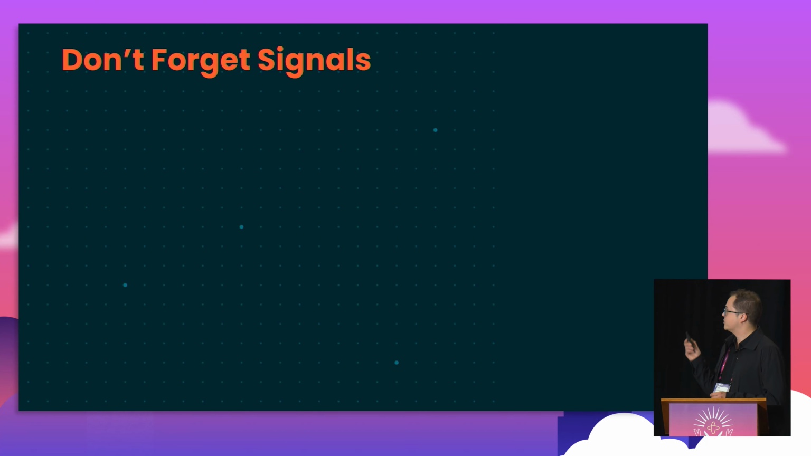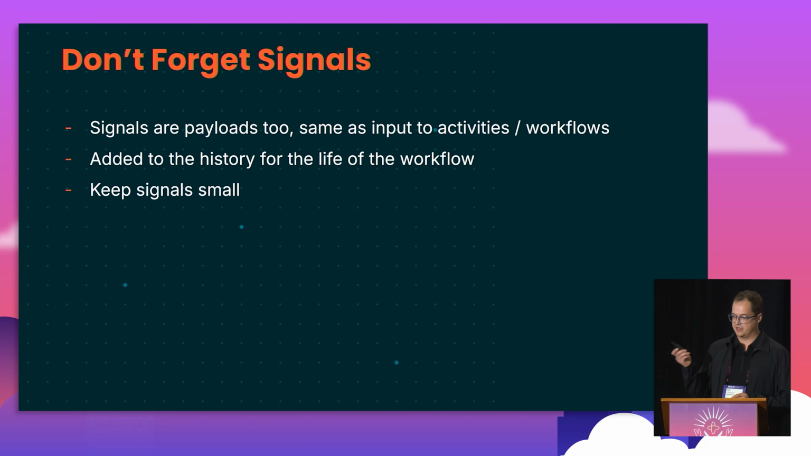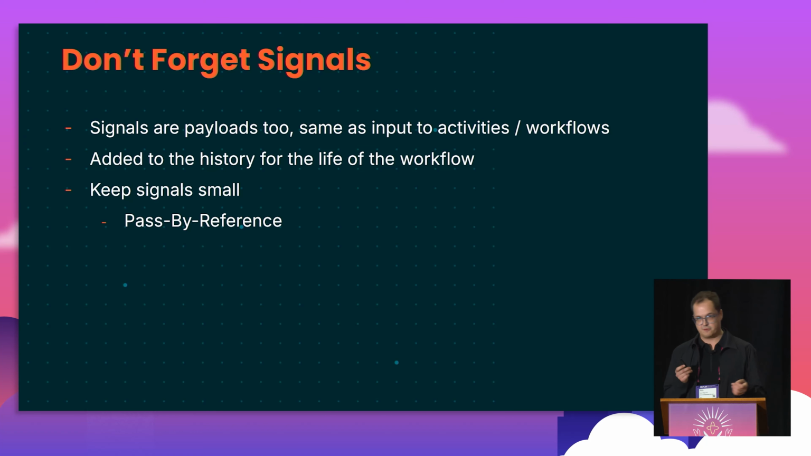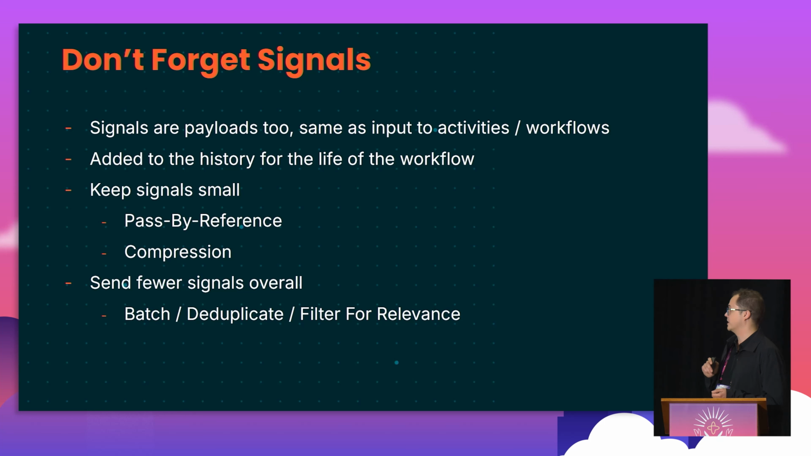And I just want to touch on this: don't forget about signals. Signals are payloads too, so when you're messaging into your workflows, that also gets saved to the event history. It's saved there for the whole life of the workflow. You want to do the same things: pass references into your workflows via signals, compress your signals, and if possible, try to send fewer signals overall. Batch your signals, deduplicate your signals at the service level, and filter for relevance if applicable.